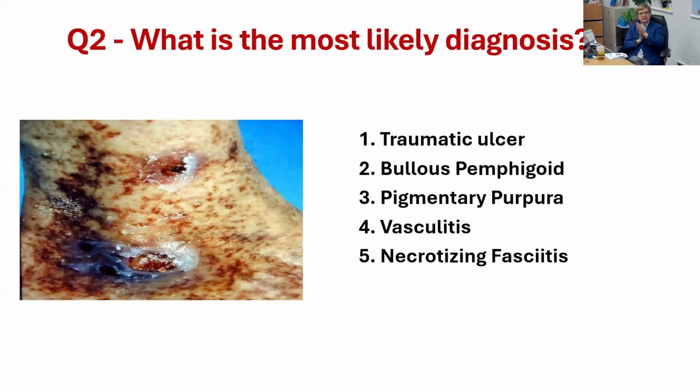Okay, what's the most likely diagnosis here? In the last one, you have to get rid of the lesion and you have to treat pain, usually is the most important thing. What's the most likely diagnosis here? Traumatic ulcer, bullous pemphigoid, pigmentary purpura, vasculitis, or necrotizing fasciitis. What do you think here?